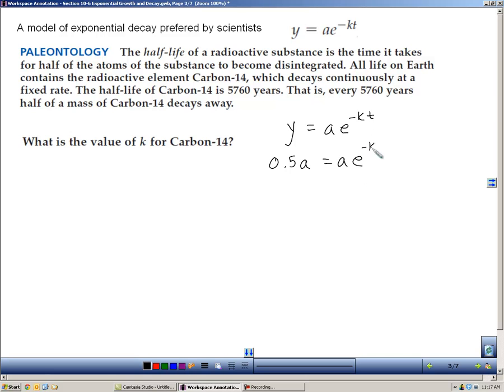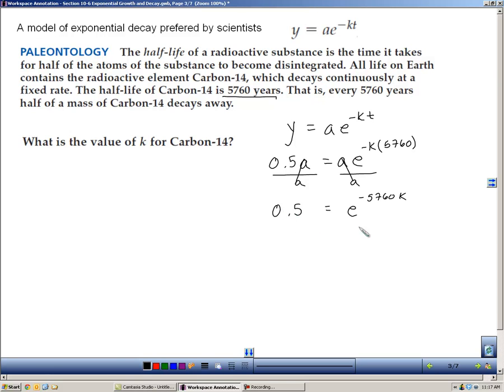We're trying to solve for k, and we're told here that carbon has a half-life of 5,760 years. So that's going to be the time that we use. Our goal now is to solve for k. Remember, e is just a number, 2.7, so that's not a variable we're going to solve for. I have a's on both sides, so I'm going to divide the left side by a and the right side by a, which will cancel those off.